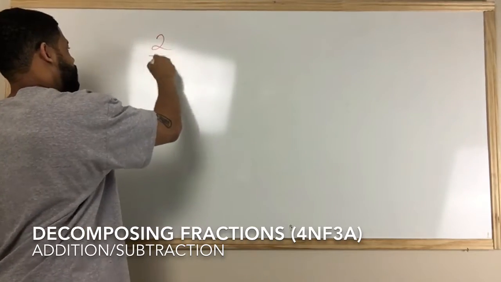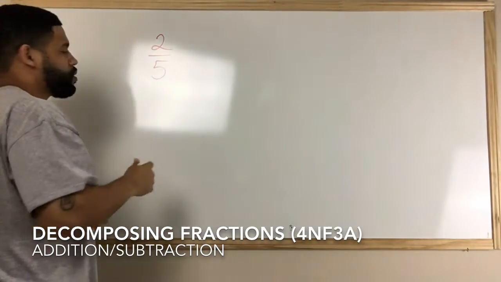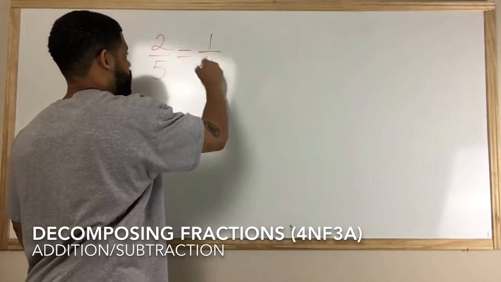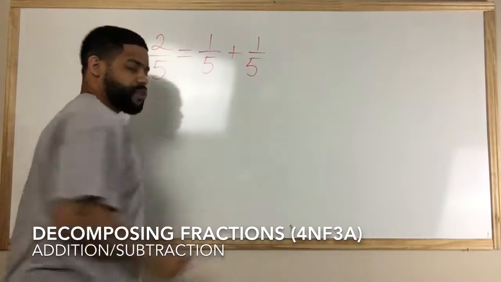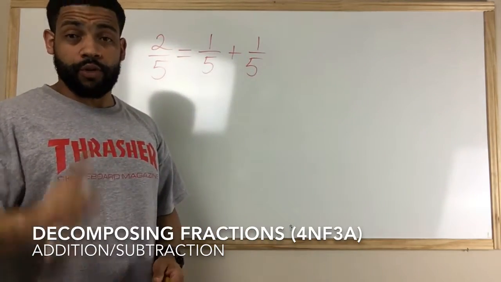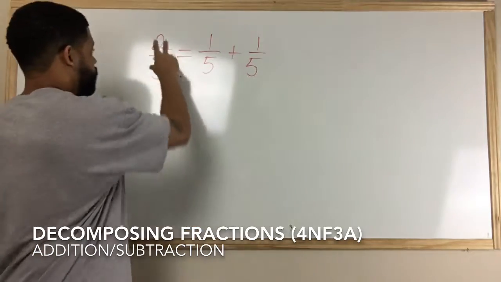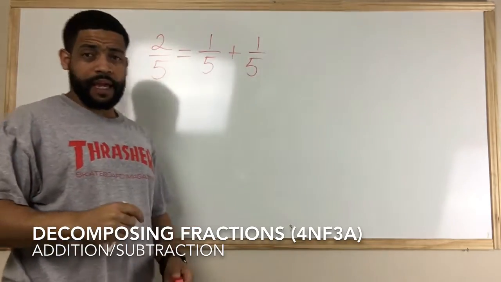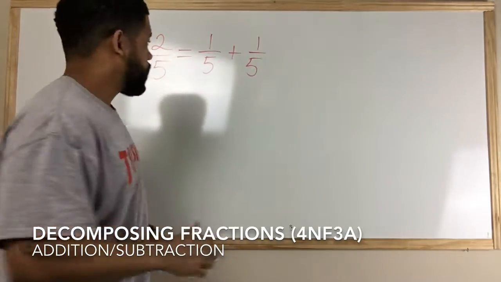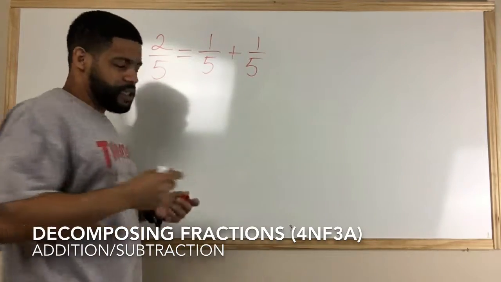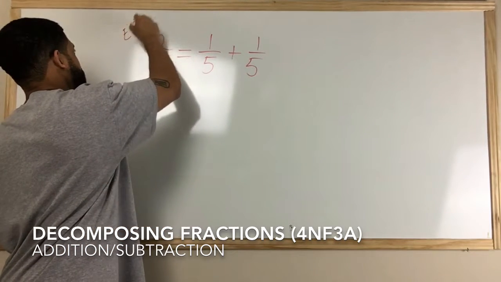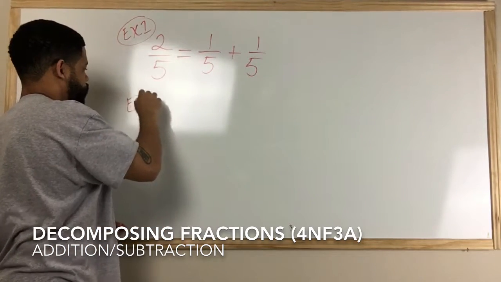Let's go with the red. If I have the fraction 2/5, I want you to realize that I can rewrite this fraction as 1/5 plus 1/5. Anytime you have a fraction with a numerator of 1, we call that a unit fraction. So the fraction 2/5 can be written as the composition of 1/5 and 1/5. Now that leads us into something else, so let's label that example 1. All right, let's look at example 2.